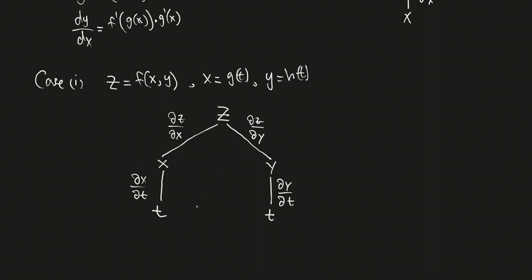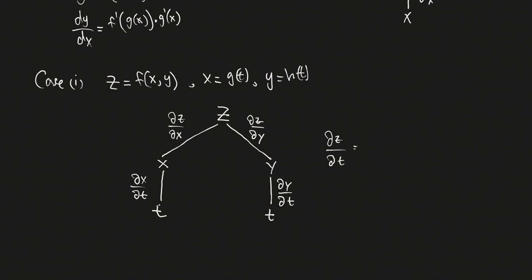So ultimately, since there's only one true independent variable here, we would like to know what is the rate of change of z with respect to t. What is that equal to? Well, think about it. There are two ways that changing t will affect z.